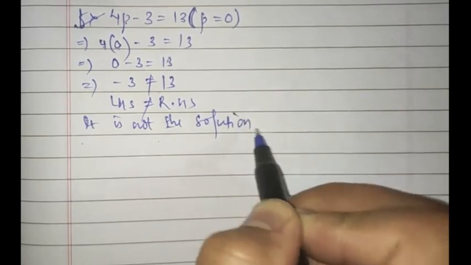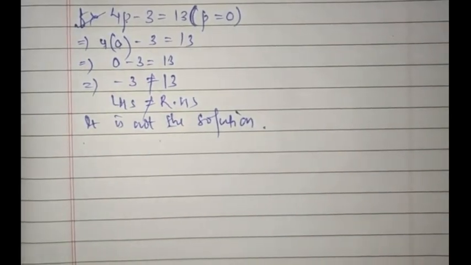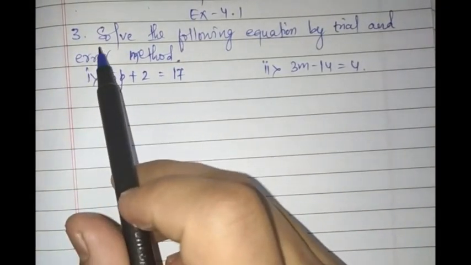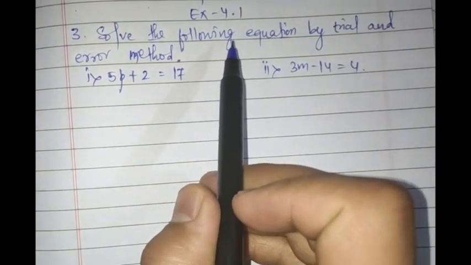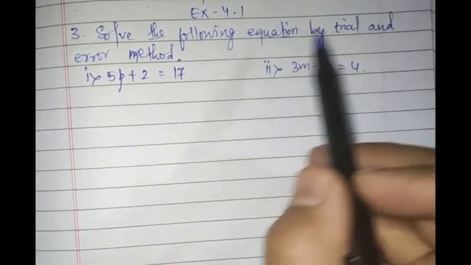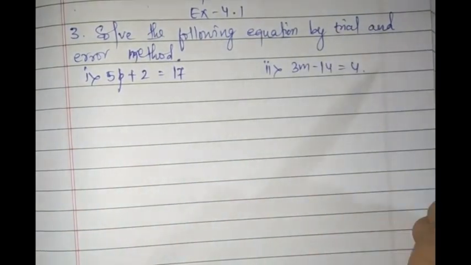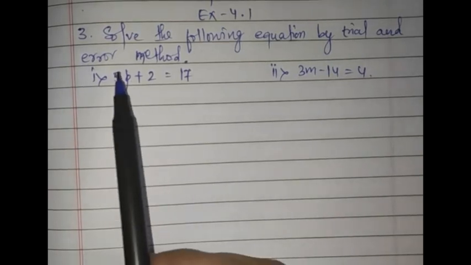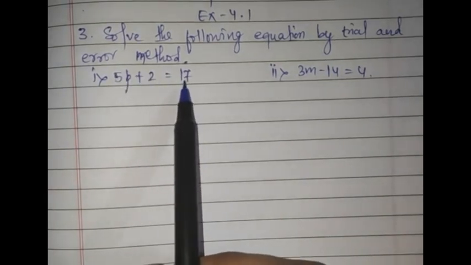Alright, so with this we are over with our home assignment. We will do our class assignment with question number 3. Here we have question number 3 from exercise 4.1, which will be a class assignment. The question is, solve the following equation by the trial and error method. In the previous sum, the value of the variable, suppose p, m, l or x, was given. But here you have to put your own value and prove the left hand side and right hand side equal by putting that value.